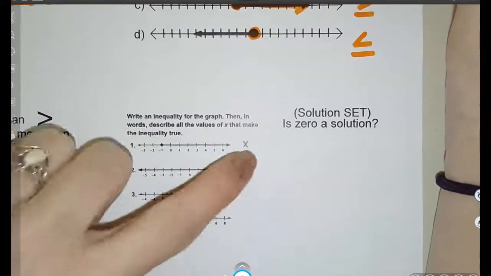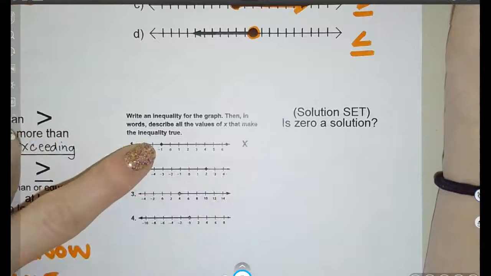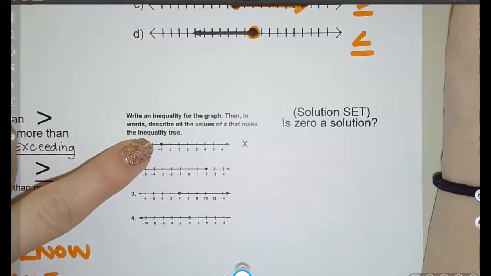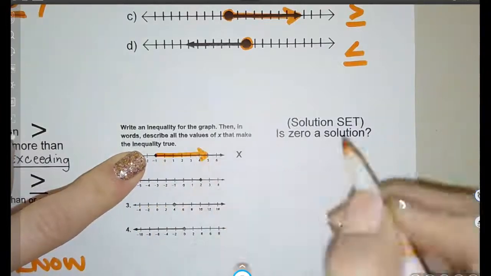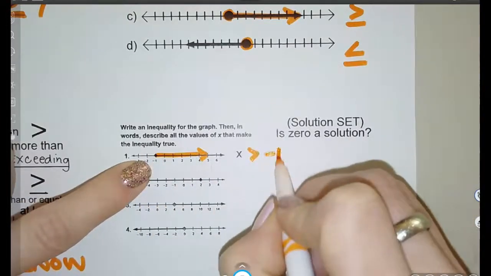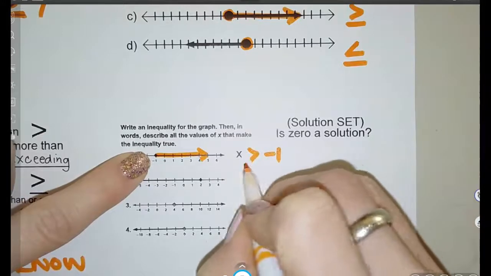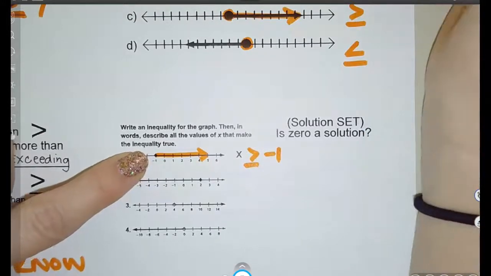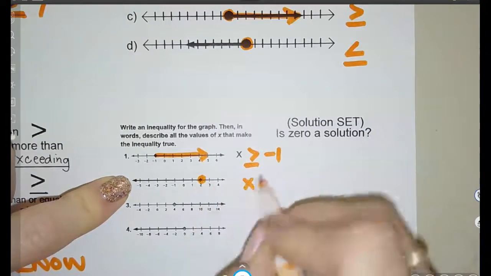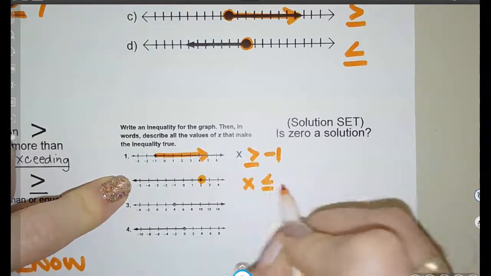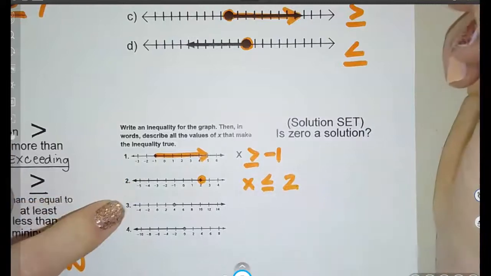Okay, so I've started the first one with an X. You always want to start with your variable on the left. And I can see this is a closed circle, right? And then everything bigger. So it's everything greater than -1. Closed circle, including -1. So greater than or equal to -1. Here again is a closed circle. So X could be 2 or anything smaller. So less than or equal to 2.